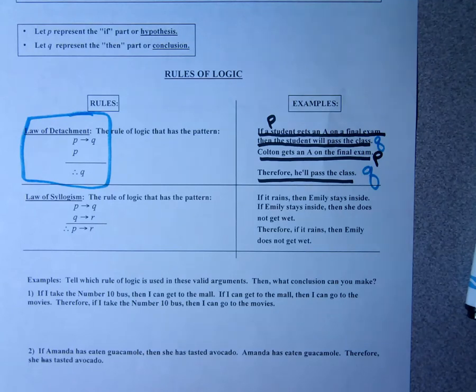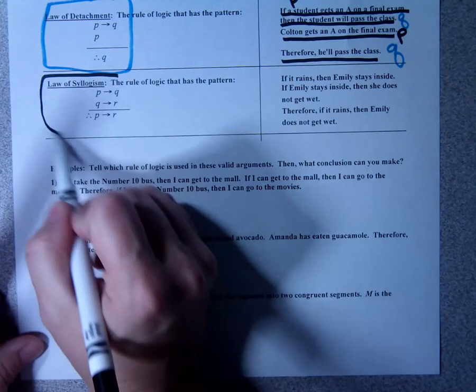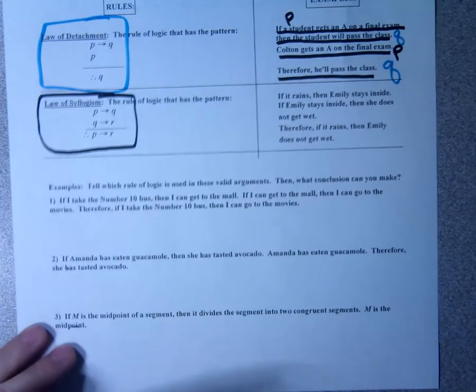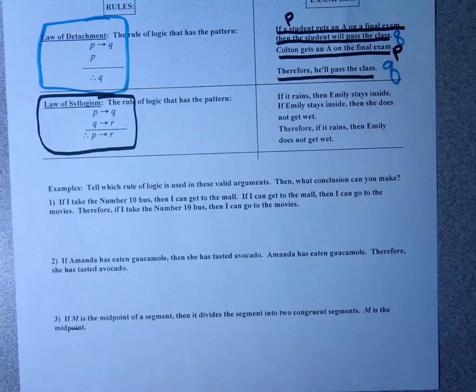Like if I said to you, if I run this paper across my finger, I'm going to get a paper cut. I run the paper across my finger, therefore, I get a paper cut. That's the law of detachment. That's what it means. Okay, law of syllogism. This is like that transitive property. Do you remember how the transitive property talked about if a first thing happens, then the second thing happens, and if that same second thing happens, a third thing happens, so that means the first and the third?